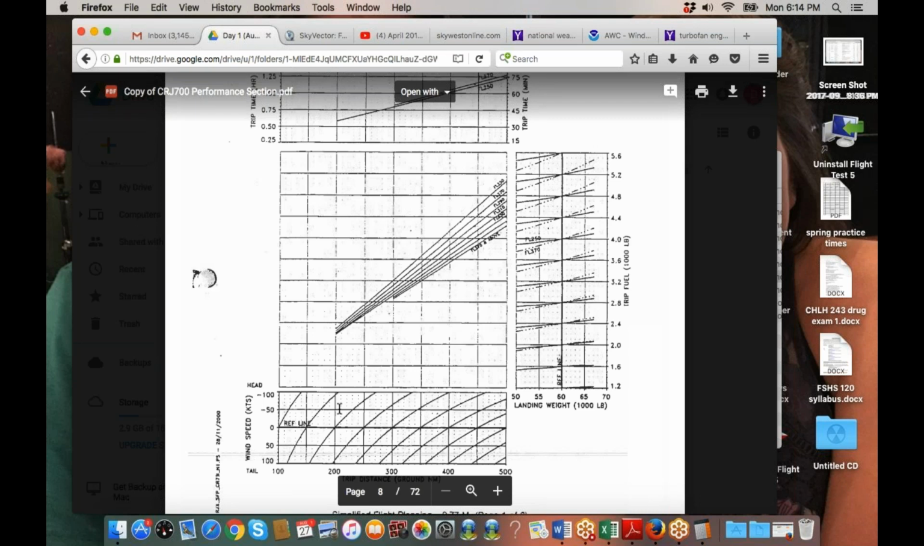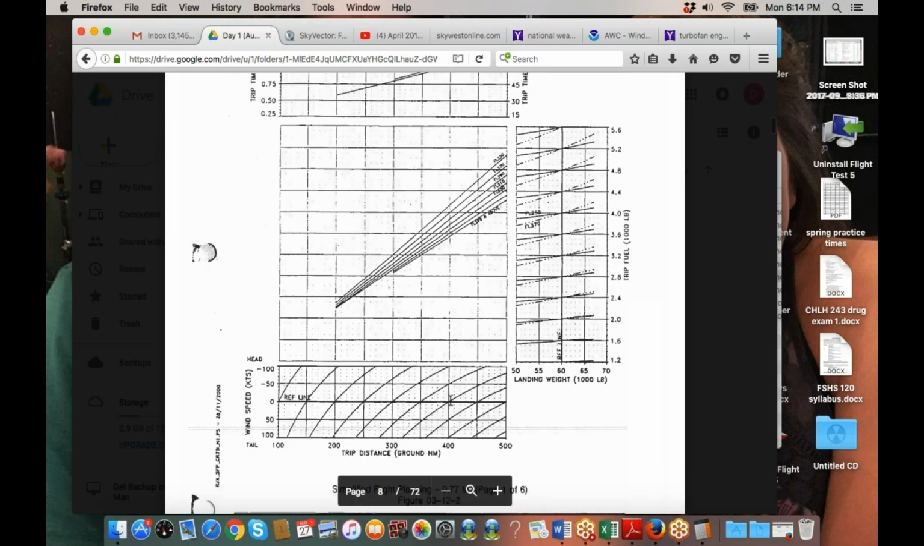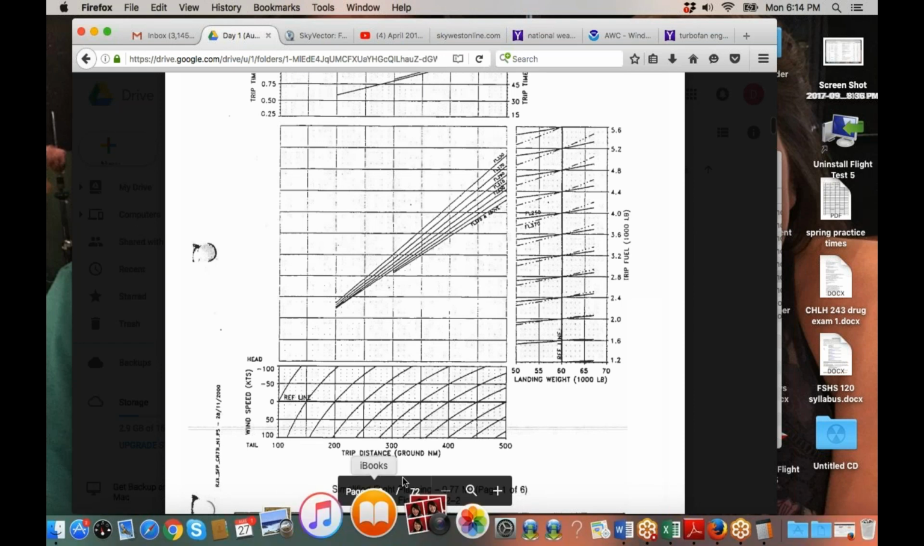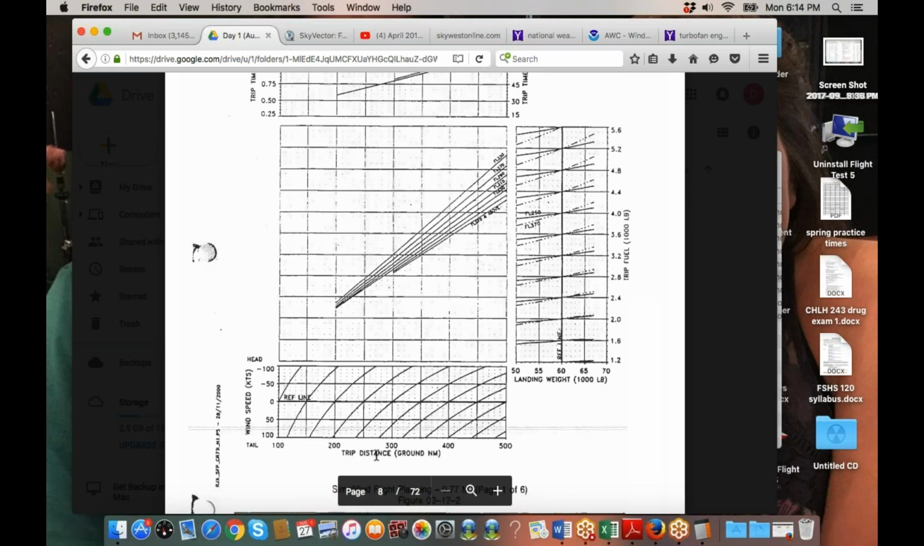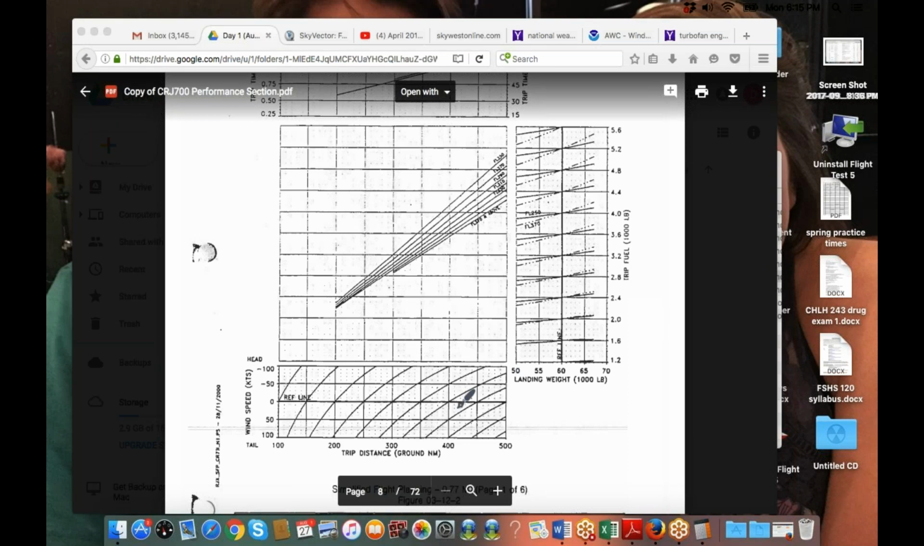Alright, so on these, we start at the bottom here. Basically what we're going to do is look at our trip distance. So we'd say 380 nautical miles. So 5, 6, 7, 8. So we'll do 380 here, and then we'll just go straight up to our line of reference.